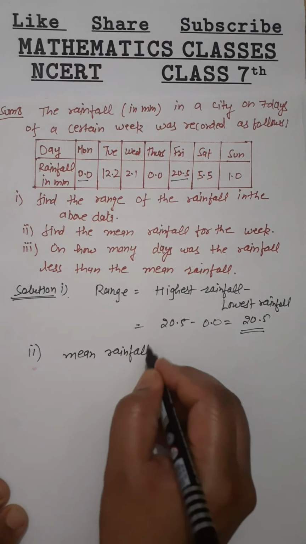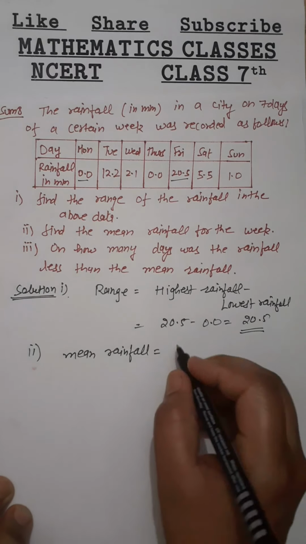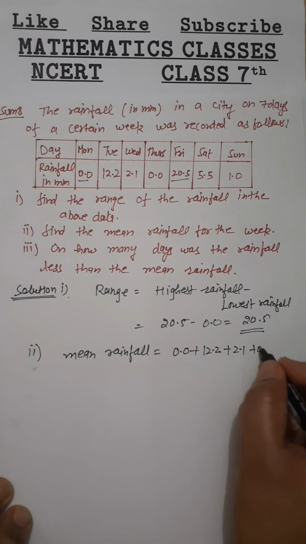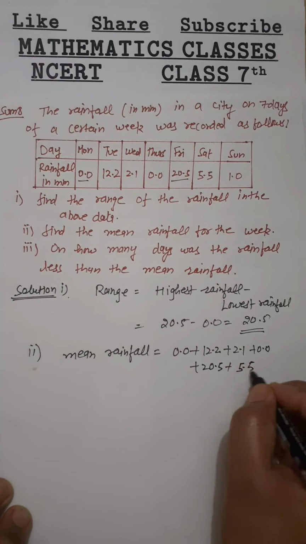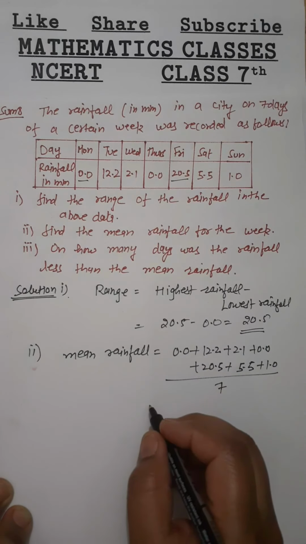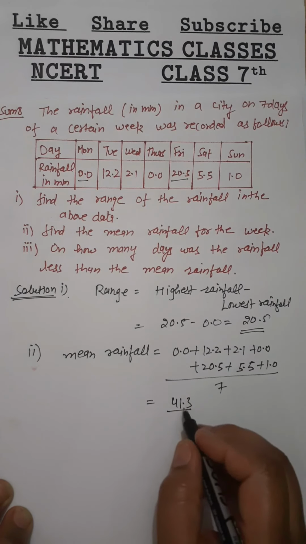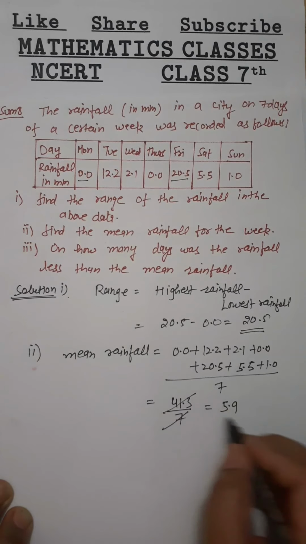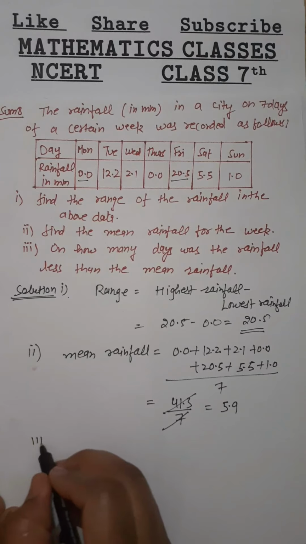Mean rainfall, you put the formula sum of observations by total number of observations. After it, show this addition by 7. After adding, we have 41.3 by 7. Cut it, you got 5.9. That is the mean rainfall.